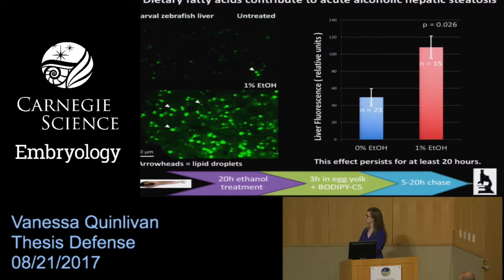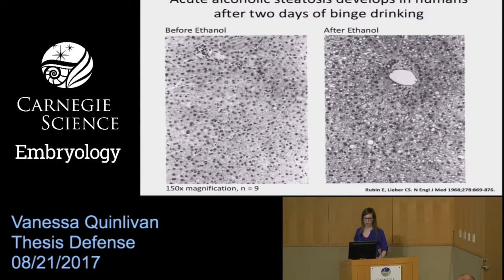And just to show you some quantitation, in terms of total fluorescence, we're getting pretty big fold change in the amount of dietary lipid products that end up in the liver. And I've been able to show that this effect persists for about 20 hours. So this actually is relevant to humans, despite what I told you about alcoholic liver disease being a progressive condition. Humans also do exhibit acute alcoholic steatosis, or acute alcoholic liver injury.